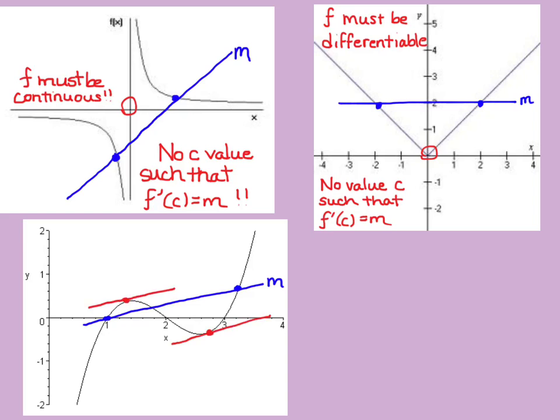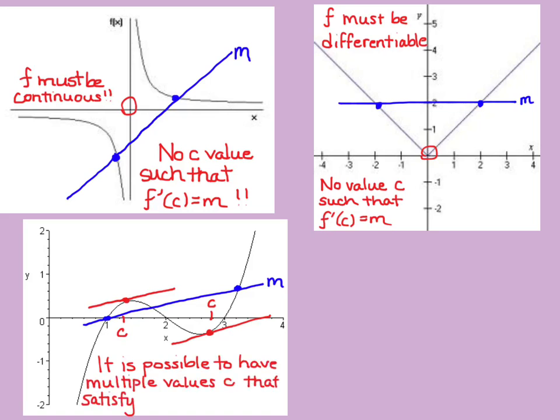Sometimes the mean value theorem tells us that we can have more than one point. So here we see a curve in between 1 and 3.5. We've connected the dots and we get the blue line as seen. Here we actually see that there's 2 points with tangent lines parallel to the blue one. That's okay. It's possible to have multiple values of c. The mean value theorem just guarantees that there's at least one value of c.